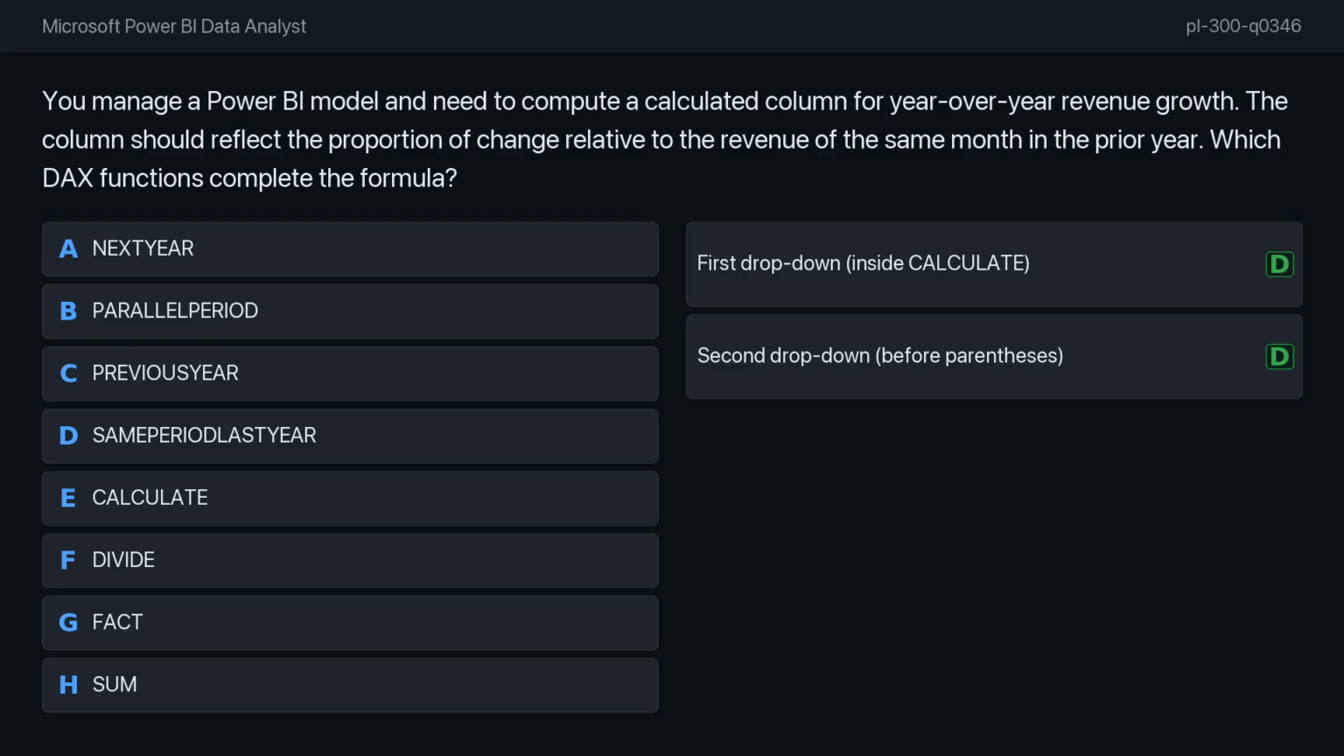Same period last year evaluates expressions over a set of dates that are 1 year prior to the current context, making it ideal for monthly or daily comparisons. The other time intelligence functions, like previous year or parallel period, operate differently or shift by full calendar years in a way that may not align cleanly with identical periods for monthly data.